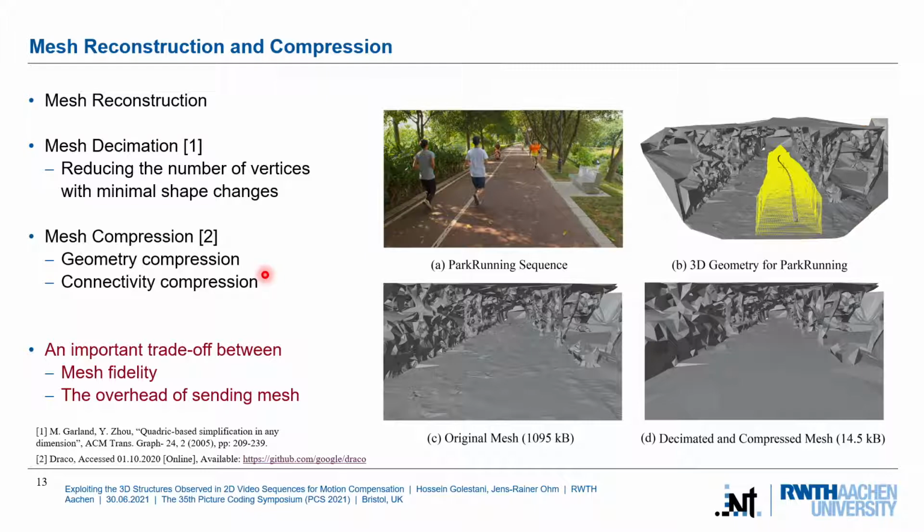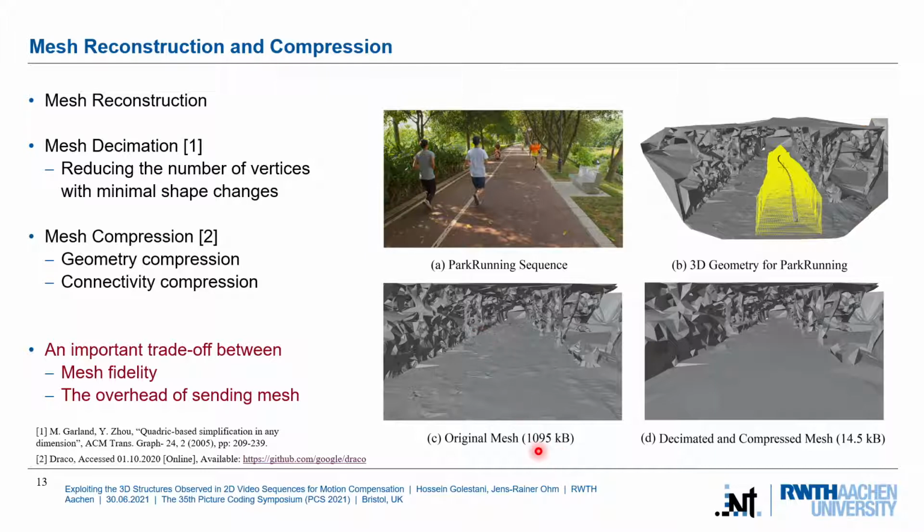Let's have a look at the picture here. You can see a sample frame of the park running sequence, and its estimated 3D mesh and camera trajectory. Note that we couldn't estimate the depth data for the quickly moving objects like the runners. The original and the compressed meshes from the sample frame's point of view are given in C and D. The original mesh has much more details, however, it's too big to be transmitted to the decoder side.